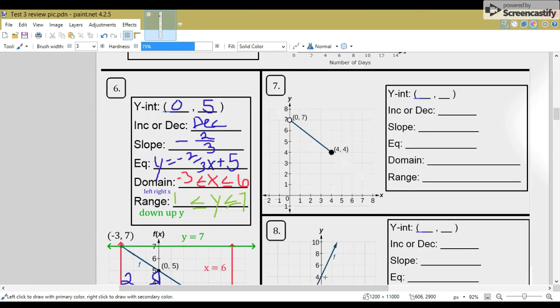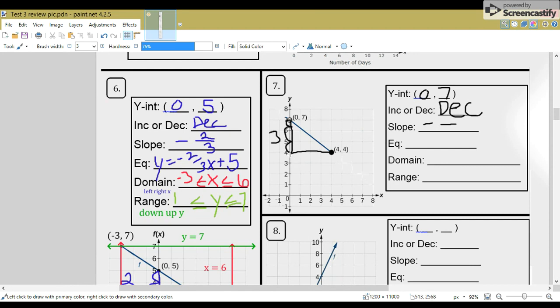Okay, let's look at number 7. The y-intercept is when it crosses the y-axis. That's at (0, 7), so go ahead and write that down. This is a negative slope, so it is decreasing. Decreasing lines have negative slopes, so we're going to put a minus sign right there. Let's make our triangle. Our rise is 1, 2, 3, because each square is skip counting by ones.